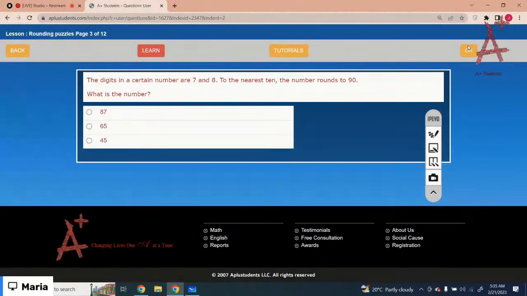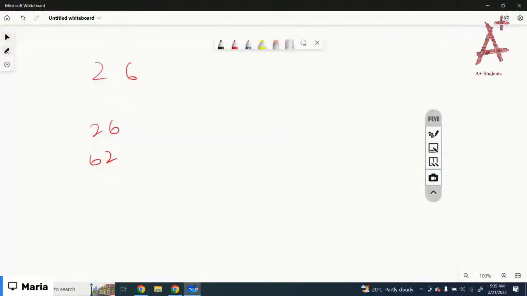Okay, the next one is: the digits in a certain number are 7 and 8. To the nearest 10, the number rounds to 90. You have two digits, 7 and 8. You can make just two numbers. Got it? One of them is 78 and one of them is 87. Which number is rounded to 90? 78 or 87?